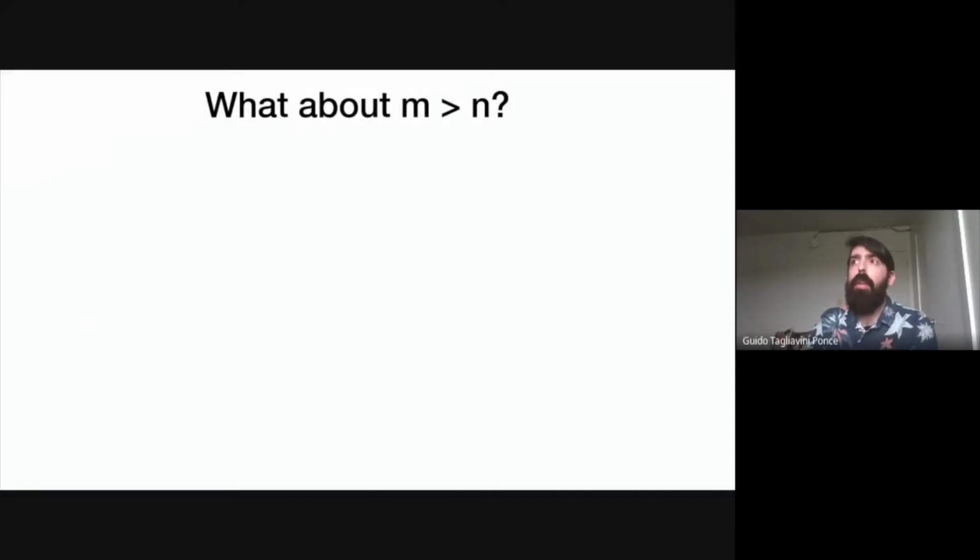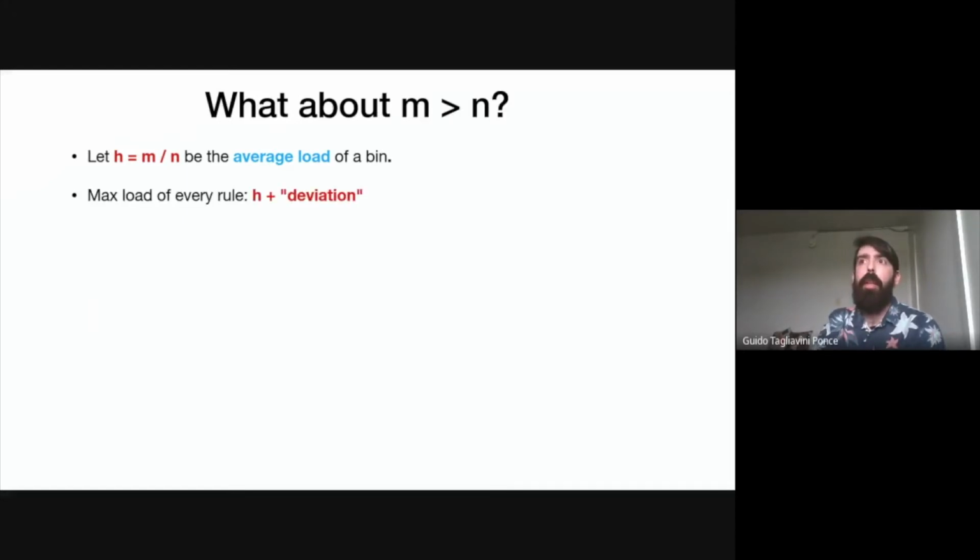Okay, so all right, so the max loads we saw were for m equals n. So what about m larger than n? I'm going to define this value h, which is the average load, and I'm going to use this for the rest of the talk. And the observation here is that the max load cannot be below h, right? The max has to be at least the average. So really, you should think of all of these max loads as h plus some deviation from this absolute optimal h.